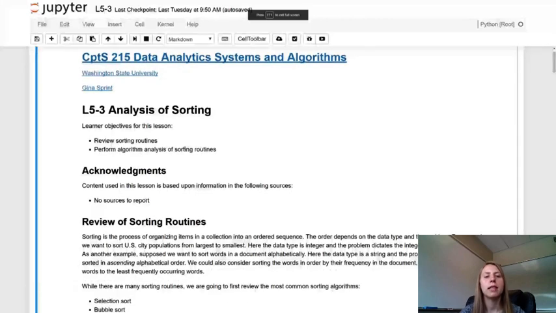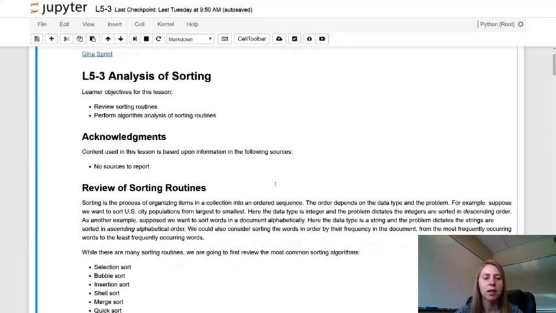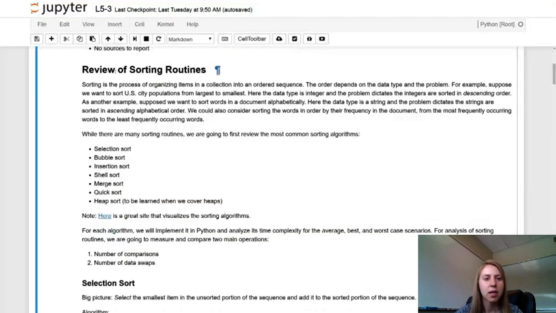I'm going to go through this lesson somewhat fast because many of these sorting routines are review from your previous classes. And I'm also going to make a video where I run through a few examples of these sorting routines if I have time. So, review of sorting routines.